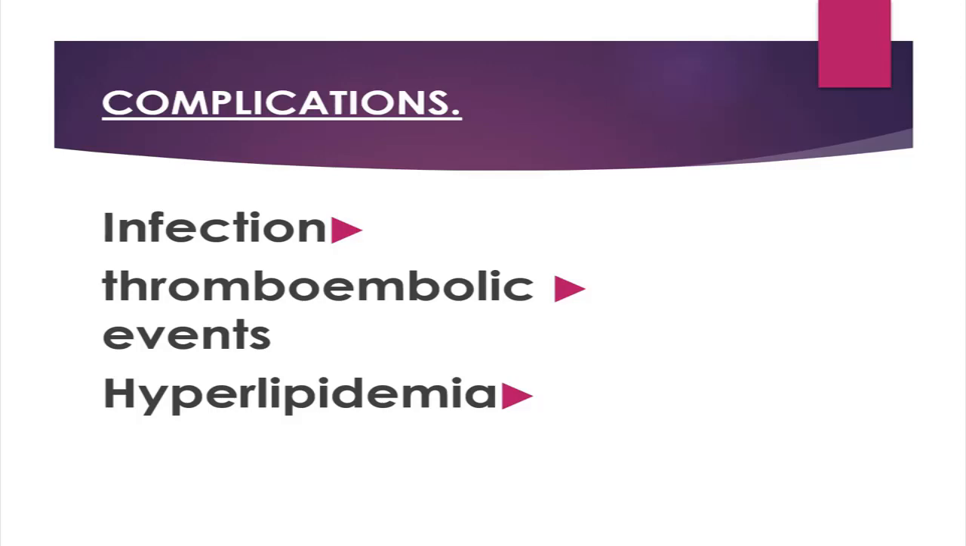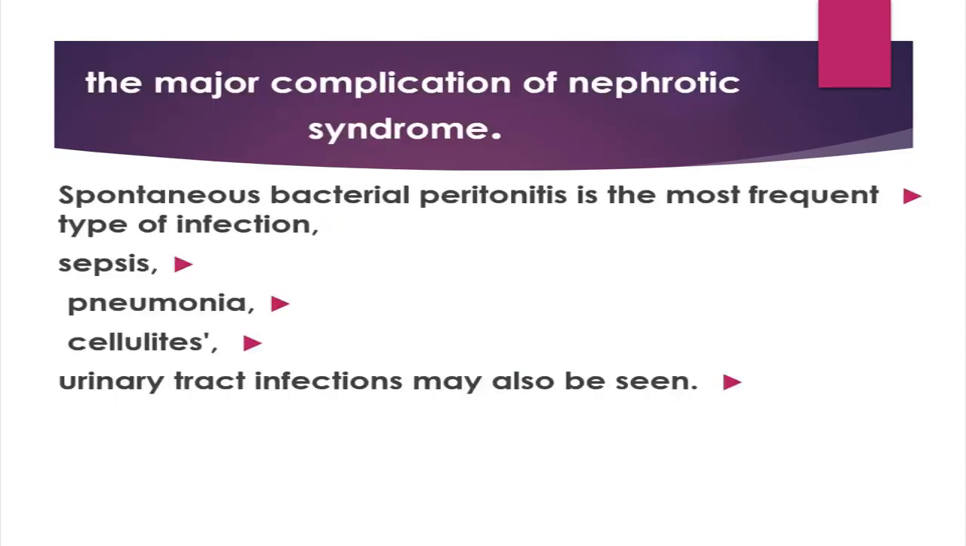For hyperlipidemia, we should always give good instructions regarding the diet. Some studies say that anti-lipids like simvastatin and atorvastatin are very important to give to prevent later cardiovascular complications of the hyperlipidemia. As we said, infections like spontaneous bacterial peritonitis, pneumonia, cellulitis, urinary tract infection, sepsis, are all complications of nephrotic syndrome.